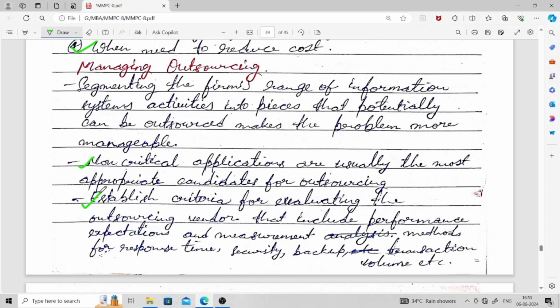This criteria may be performance expectations and measurement methods for response time, security, backup, and transaction volume. How much information the external vendor can provide, and for how much data that external service provider can provide the service for the information system. These things we should critically evaluate.